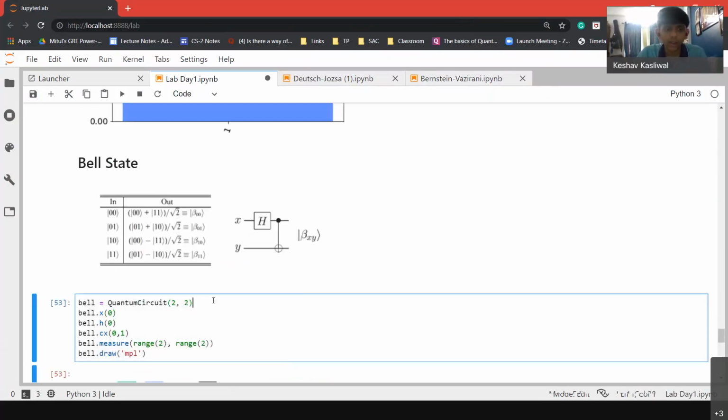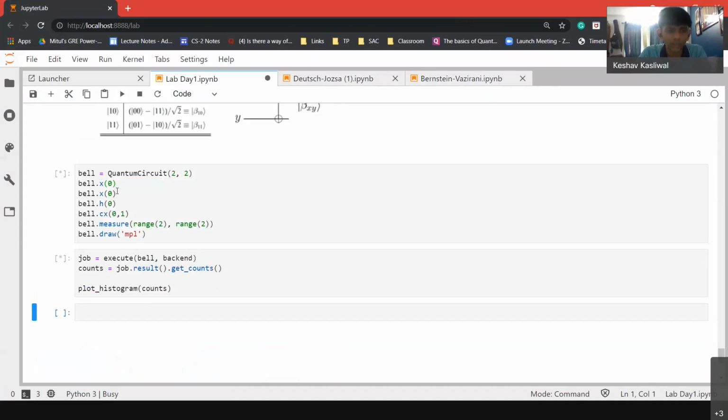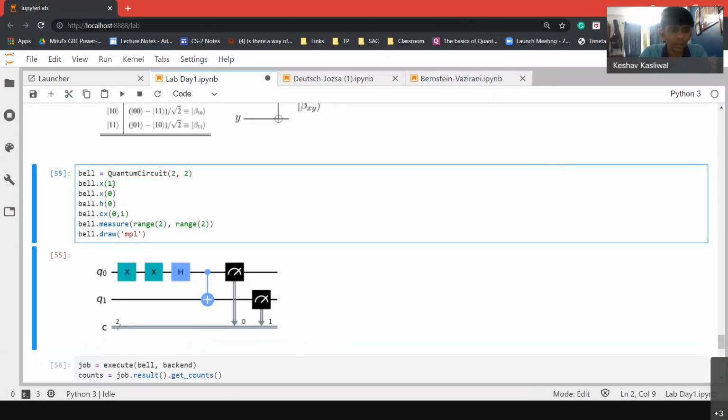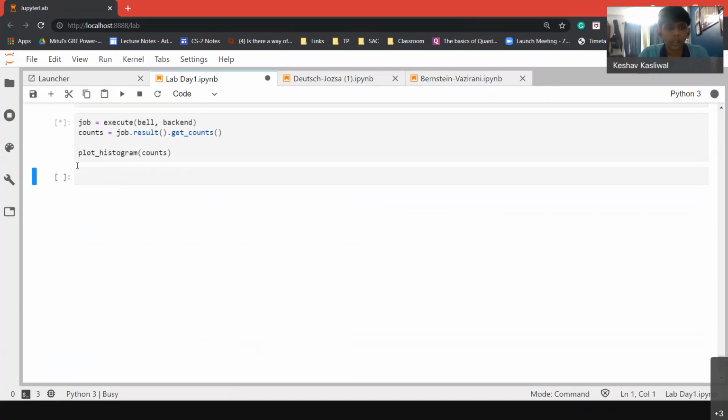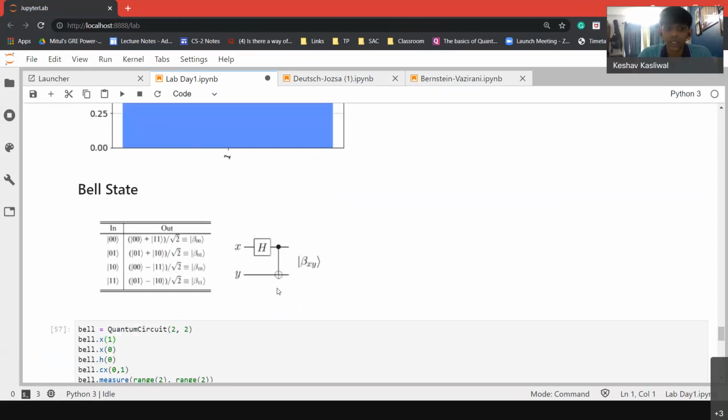Now, what if I had applied the X gate on the second qubit, X of 1? Sorry for that. Now we have two X gates. The result is 0, 1 and 1, 0, so a 50-50 chance of both 0, 1 and 1, 0. That means 0, 1 minus 1, 0 whole divided by root 2.